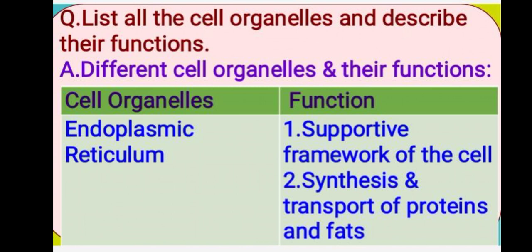Now the next question is to list all the cell organelles and describe their functions. So we can write the answer in tabular form like this. So let's take our first cell organelle. This is endoplasmic reticulum. Function: endoplasmic reticulum is the supportive framework of the cell and it is involved in the synthesis and transport of proteins and fats.